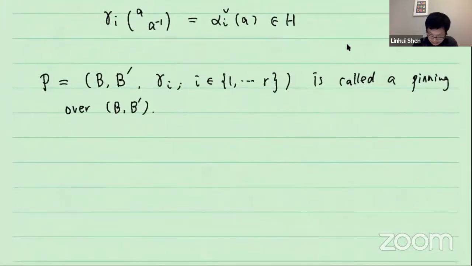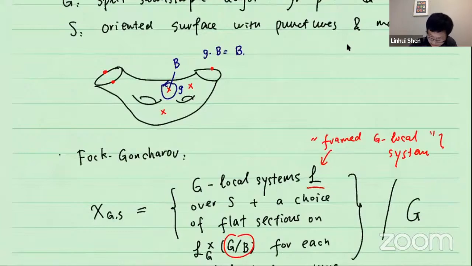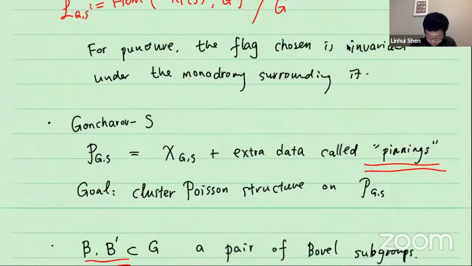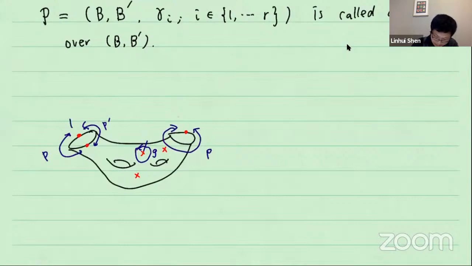Okay, so then I can define the space P. So let me copy the surface here. Besides the data for the X space, we can also associate a pinning to every pair here. So these are just the pinnings, called P and P prime and P here. When I say a pinning, because I decorate each marked point by a flag, I can transport this flag to some points here, for example. So this becomes an opposite flag, and then I impose this pinning data.